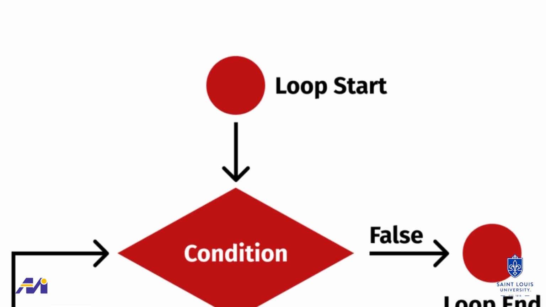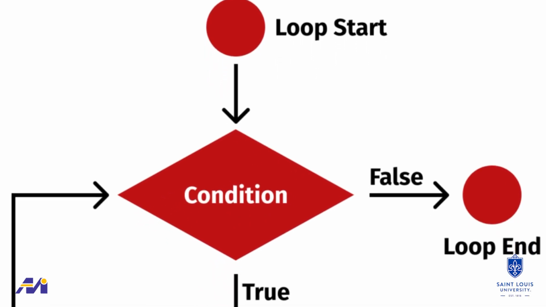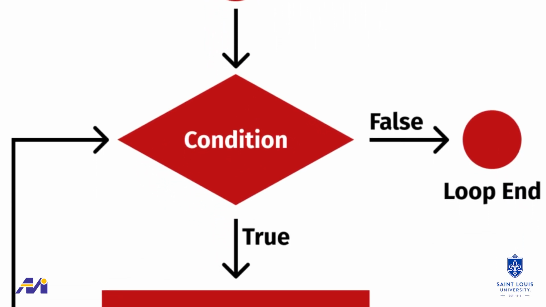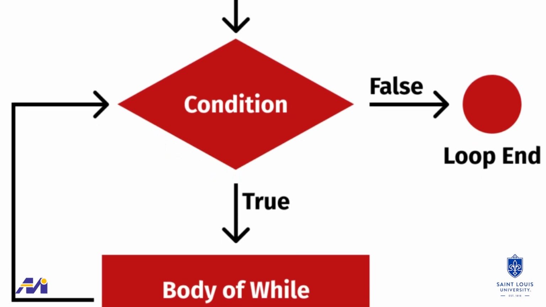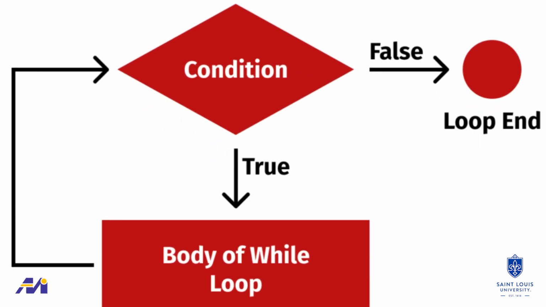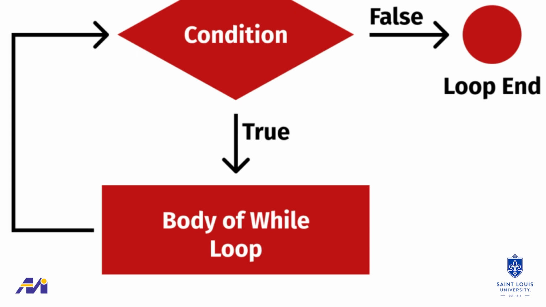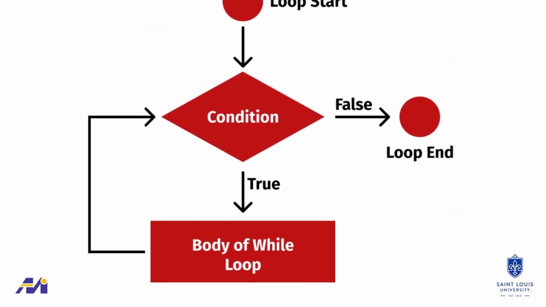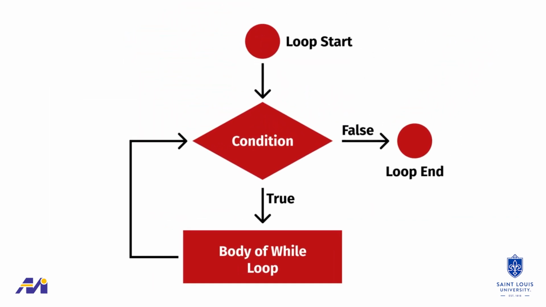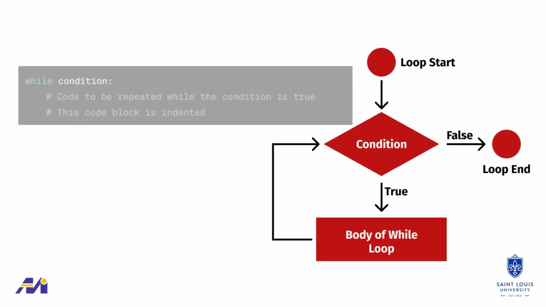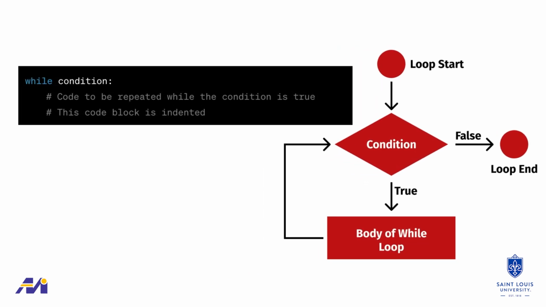So to summarize how a while loop works, we can say the condition is first evaluated. If it's true, the code block inside the loop is executed. If it's false, the loop is exited and the program continues with the next statement after the loop. After executing the code block, the condition is checked again. If the condition is still true, the code block is executed again. The process continues until the condition becomes false.